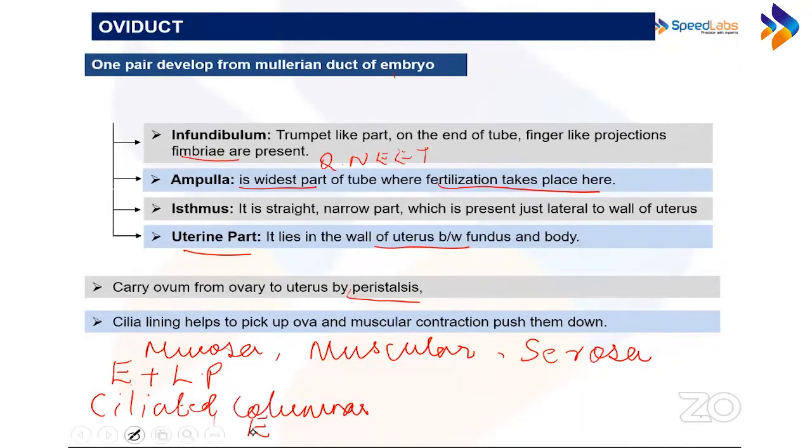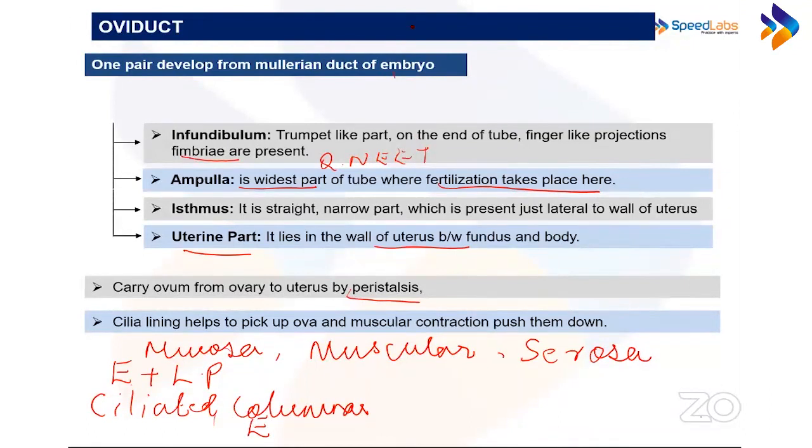You have the ciliated cells which bear cilia that act like a conveyor belt, and the beating of the cilia helps in the movement of the secondary oocyte towards the uterus. Otherwise, it would have been stationary in the fallopian tube. So the ciliated columnar epithelium cells help in moving the secondary oocyte in the fallopian tube. And the non-ciliated part has cells called peg cells.